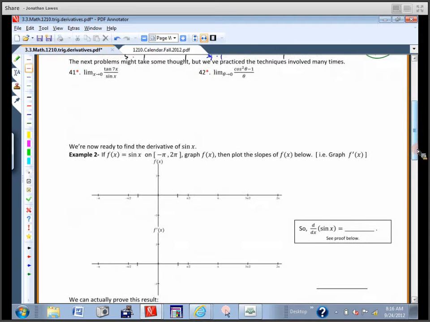Okay, so let's take a look at these two problems. Again, similar in format. Any ideas here?